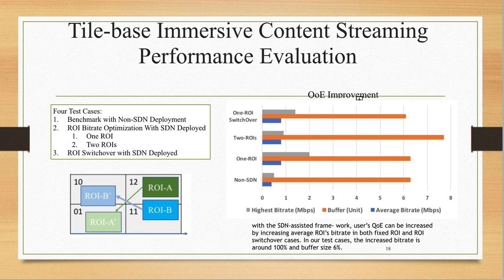We also cover ROI movement from 1 tile to another. We call it 1 ROI switchover. The ROI moves to ROI prime. In this case, our dynamic flow adjustment logic can guarantee that we still get a higher user perceived bitrate. As you can see from the result, the average bitrate we get is still higher than the non-SDN one. Overall, based on all our testing cases, our improvement for user perceived bitrate is around 100%.